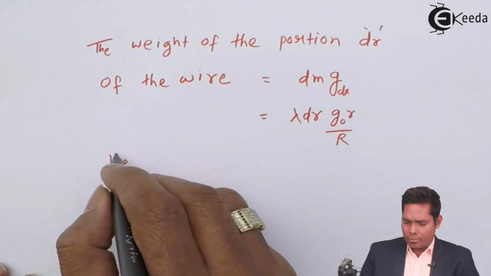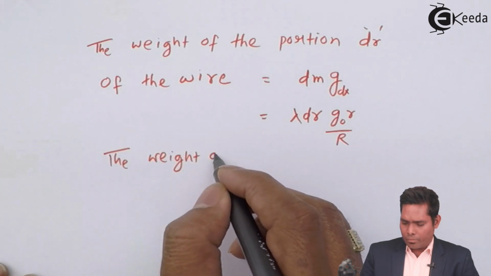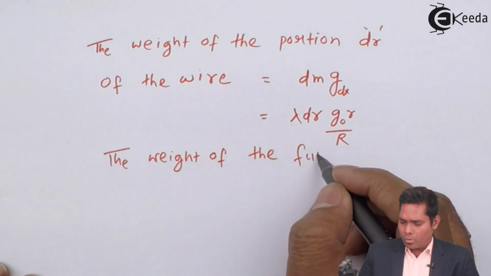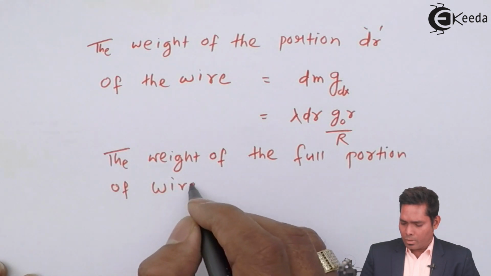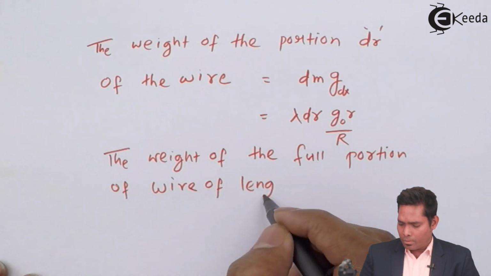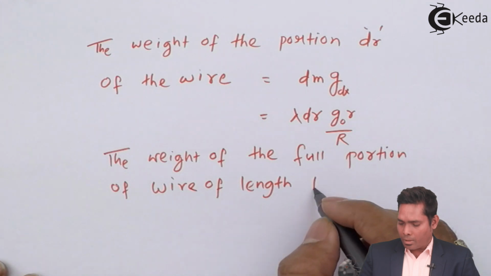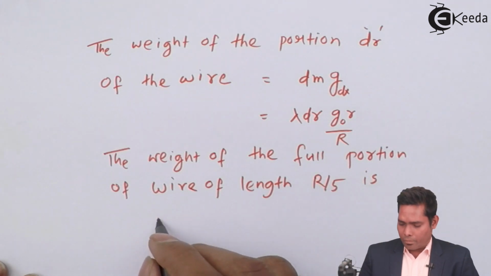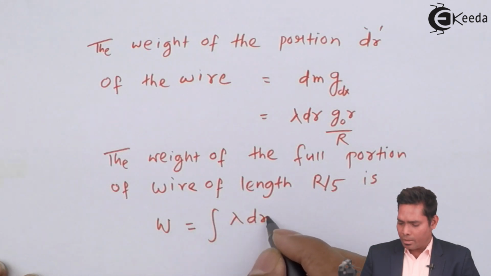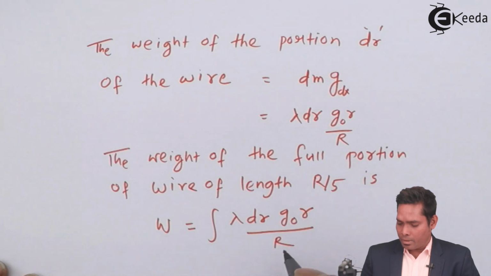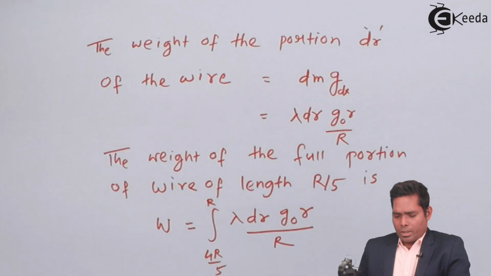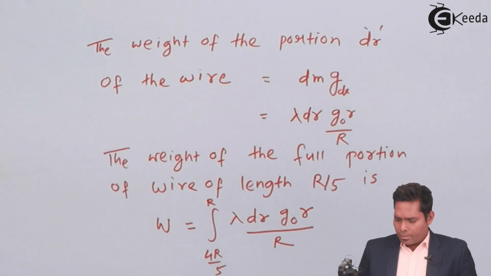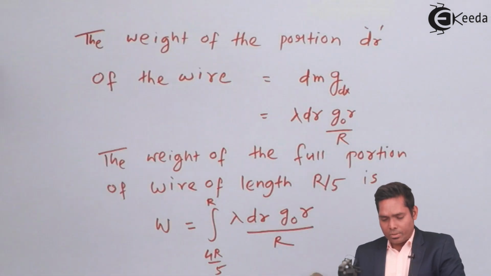So the weight of the full portion of wire of length r by 5 is, that weight equals the integration of lambda dr g naught r divided by r. The limit varies from 4r by 5 to r. If it is the case, then I have to integrate this.